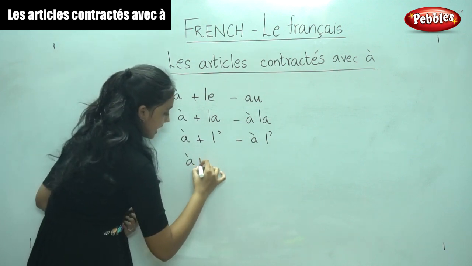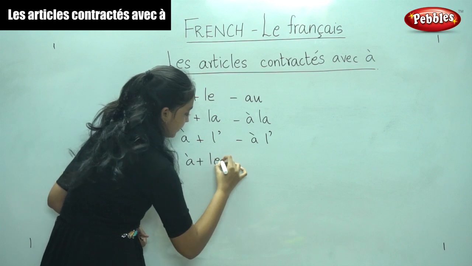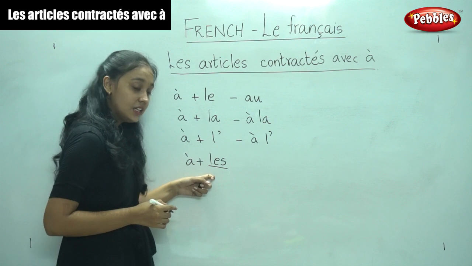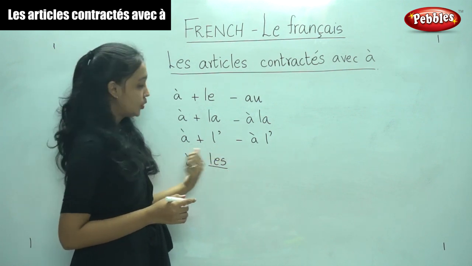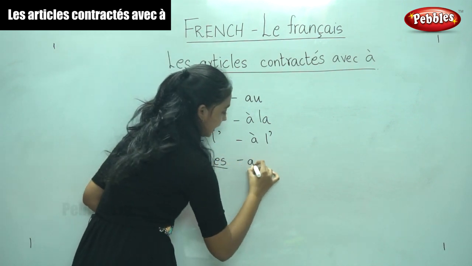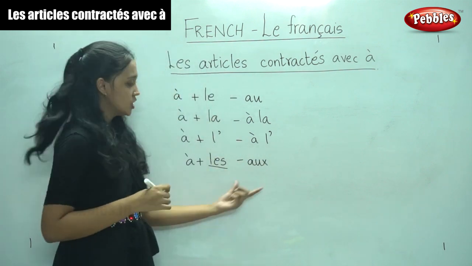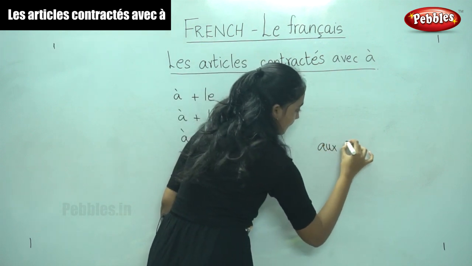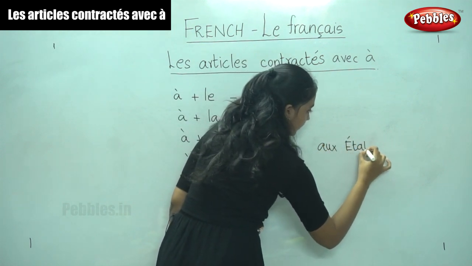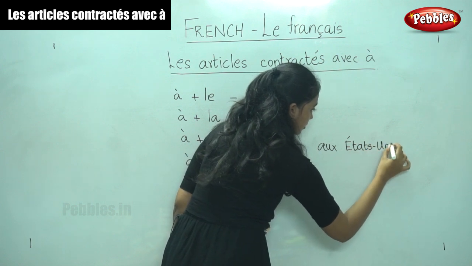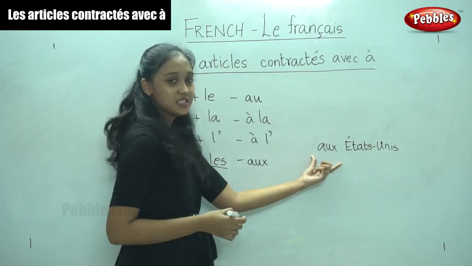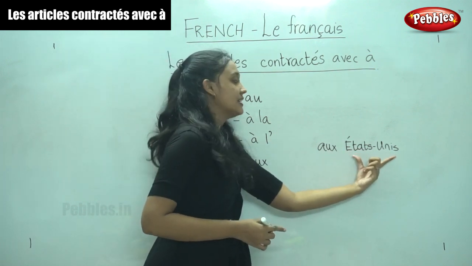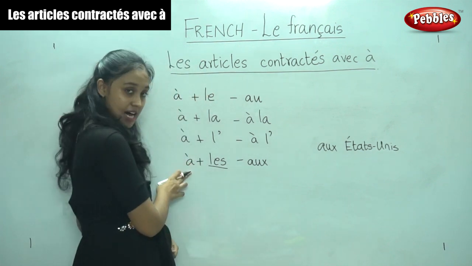When à is added with les, do you remember the word les? Les is the definite article for a noun that is in the plural form. For à plus les, we would write aux. Do you remember this word? We used it for États-Unis. This means at or in or to. So, aux États-Unis means in the United States. So, it is à plus les.